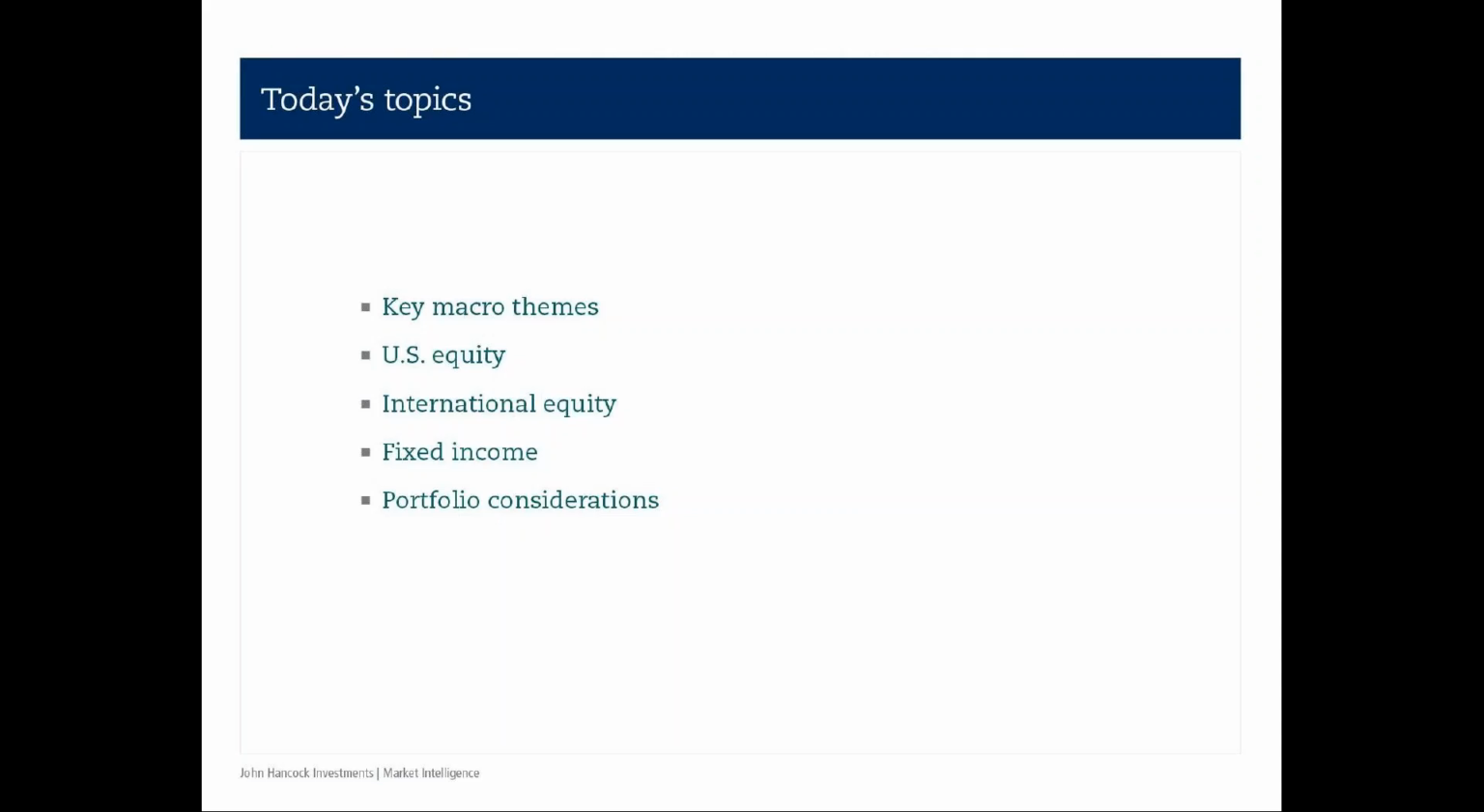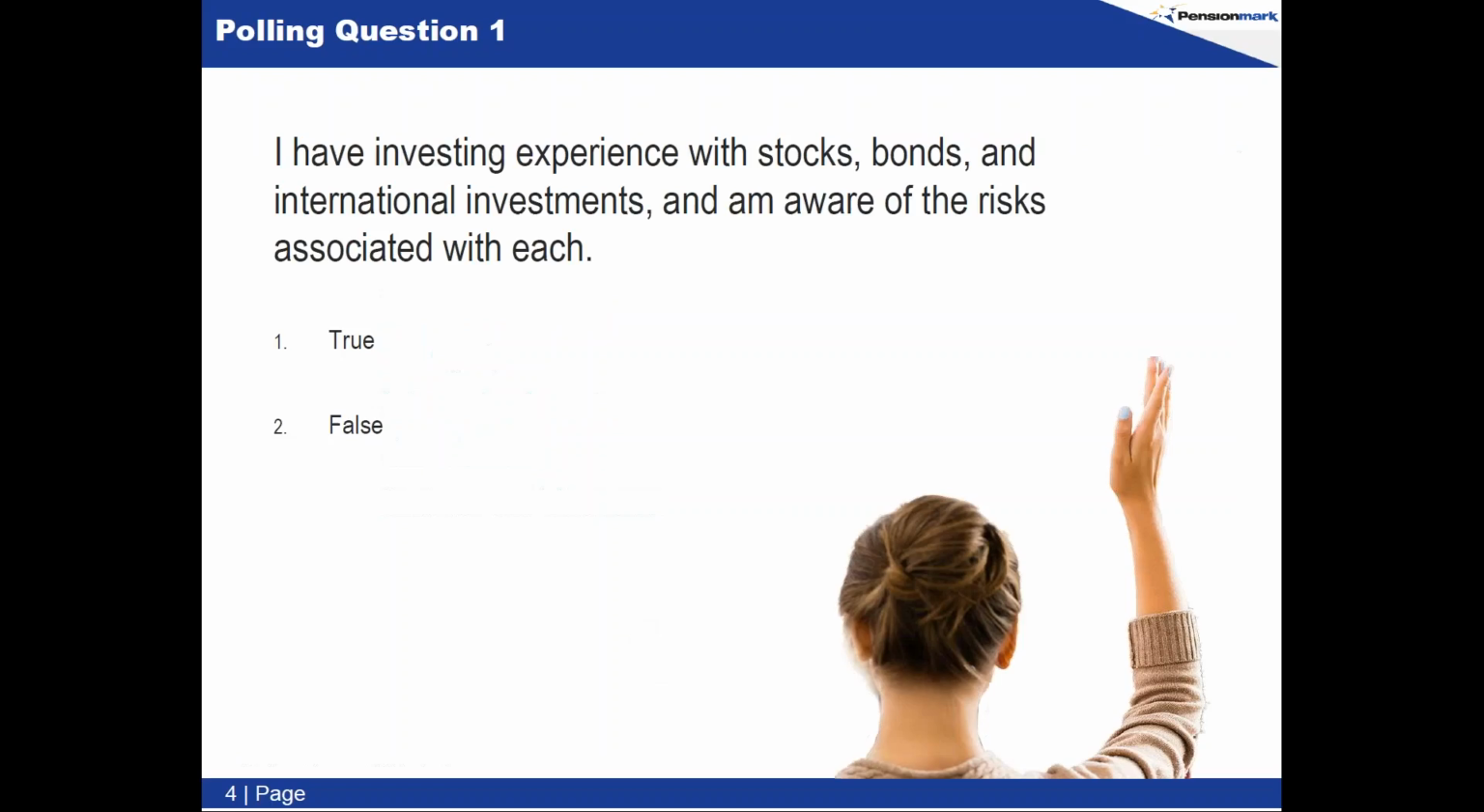So in terms of the structure of the presentation, first we're going to be talking about key macro themes that we're hearing from our asset management network and the strategists that we work with to gain insight into the markets. Then we'll go into traditional asset classes, think U.S. equities, international equities, and fixed income, and then conclude with some portfolio considerations that you could think about in terms of putting together your 401ks or your investment accounts.